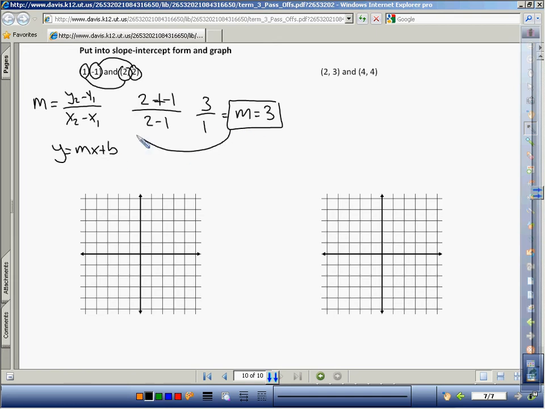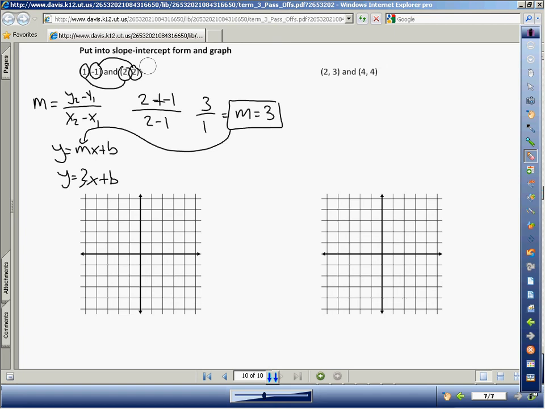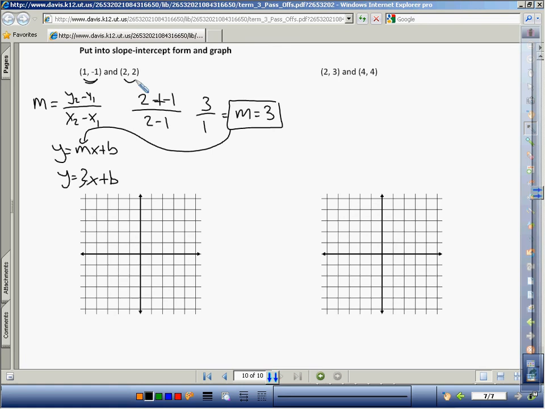So we just found m. We could plug that right in there. So y equals 3x plus b. Now, how do I find b? I have too many things missing. If only I had an x and a y somewhere that I could use. Oh wait, I do, right? I have a whole bunch of them right up here. I've got this set, and I have this set. So let's use the 2 and the 2 just for fun.